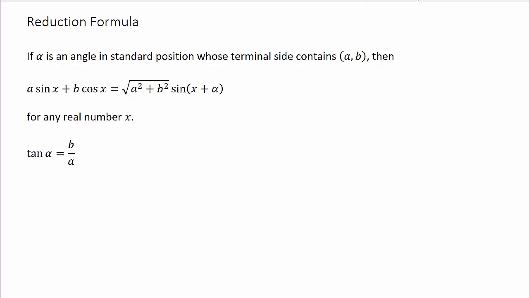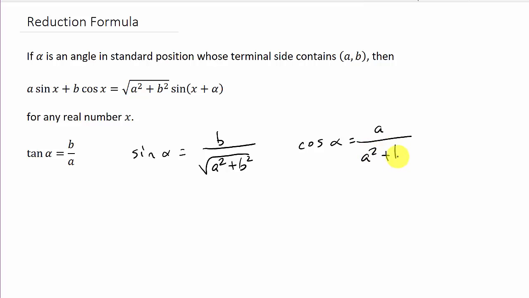Depending on what textbook you're using, or how your teacher tells you to do it, there are different ways to find alpha. You've got sine alpha is equal to b over the square root of a squared plus b squared, and cosine alpha is equal to a over the square root of a squared plus b squared. You can use either one to find alpha. I just always like to use tangent alpha equals b over a.